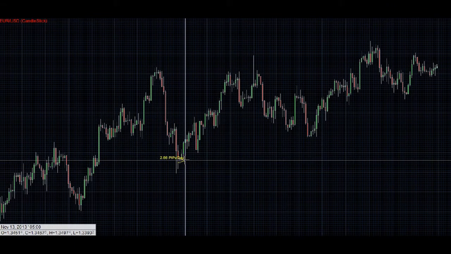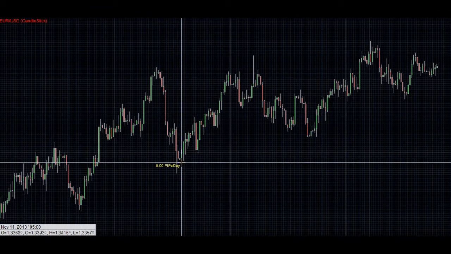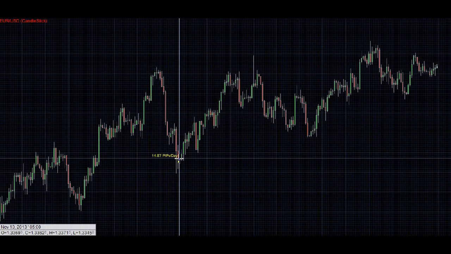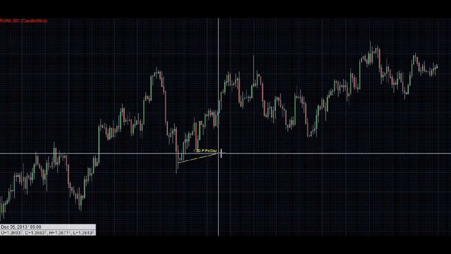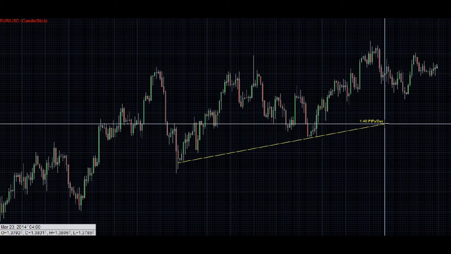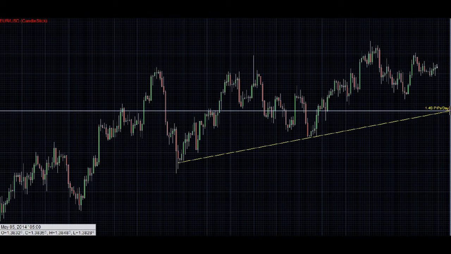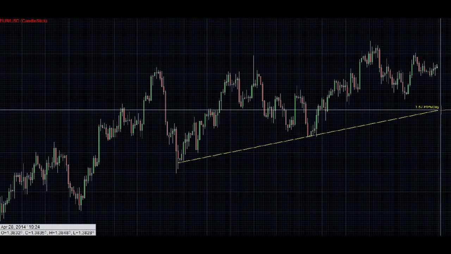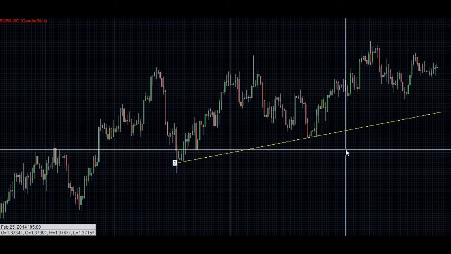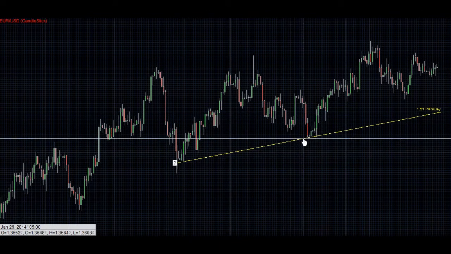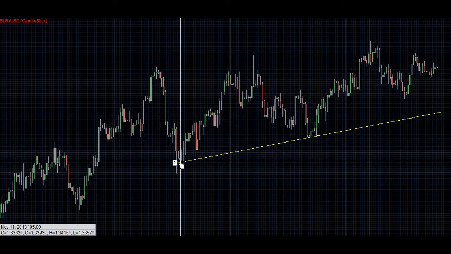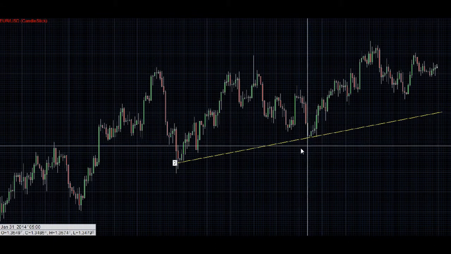Now what we do is we take the lowest low, which is here, and then we join it up with another low. There we are. And there we have our support line. It's cut there and there. And you can do this in many different ways.